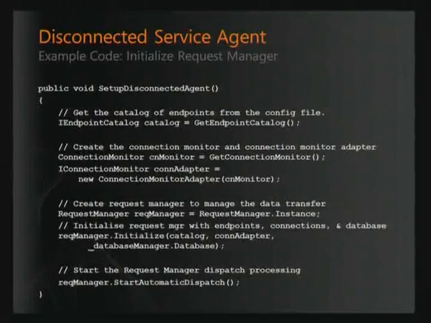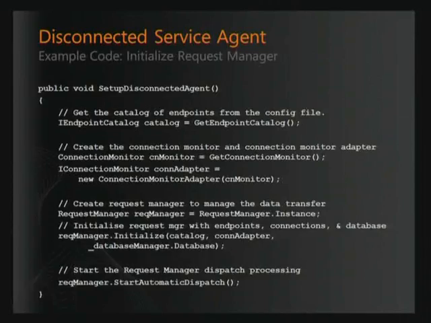And then you get the request manager as a singleton. You just call request manager.instance to get hold of the request manager, and then you initialize it, and you just give it that endpoint catalog and that connection monitor adapter. Not shown on there is a database manager.database, but basically you initialize that just by giving it the location where the database is. And then you call request manager.initialize, and that looks into your database and automatically configures the request table for the request queue, and also a dead letter queue for anything that it couldn't deliver.